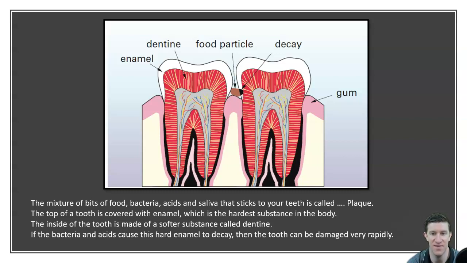And then the inside of the tooth is actually made of a much softer substance. That's called dentine, which you think about dentists, dentine, it's all related. If that acid from the bacteria is decaying through the enamel, then once you get to that dentine layer, once you've lost your enamel coating, the teeth can get damaged very, very quickly. So it accelerates the process much more rapidly. So it's really important to protect the enamel coating on your teeth.